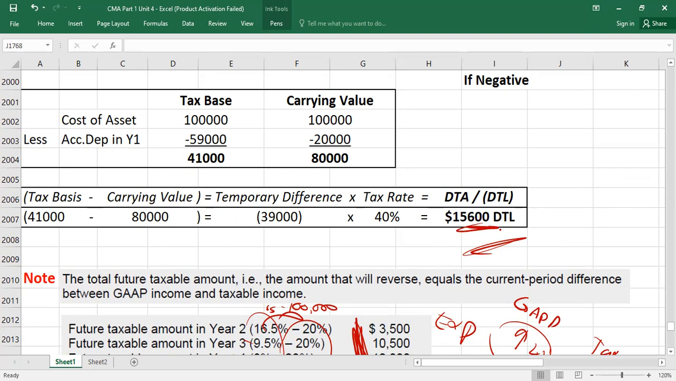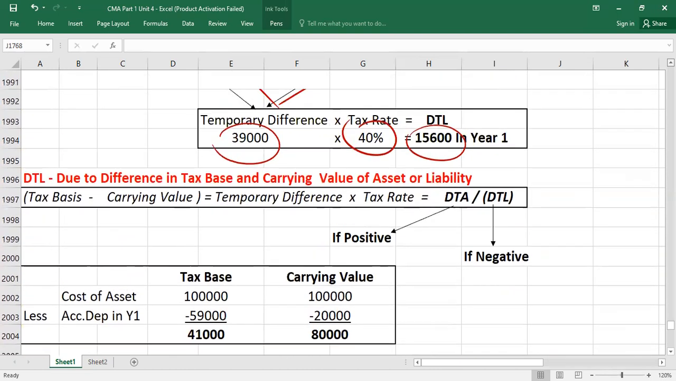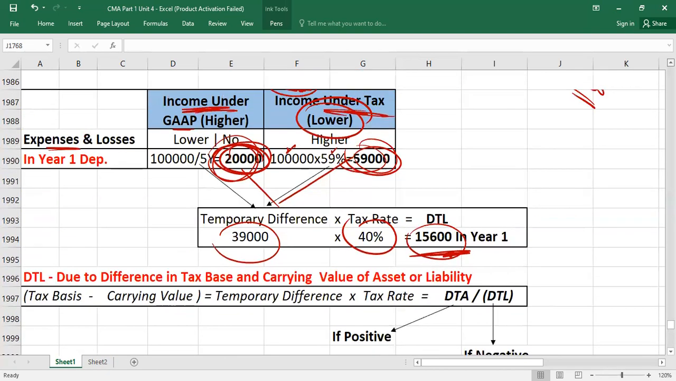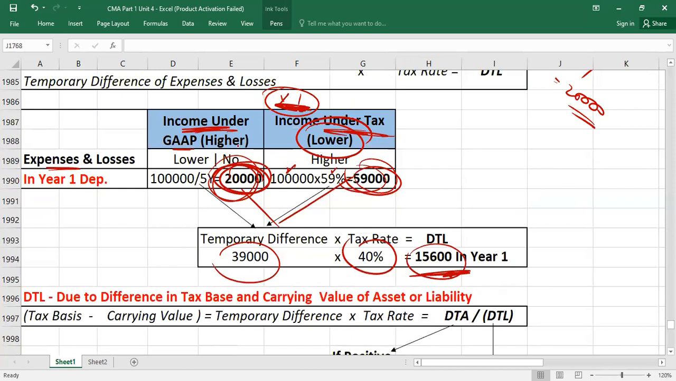Initially, in the current year, you calculated this, right? Because in the current year, expense under accounting was how much? 20,000. And expense under tax was how much? 59,000, right or wrong? So accounting income was higher. By how much? Take the difference, 39,000, multiplied by 40%, you got 15,600. This 39,000 will actually reverse in the future.